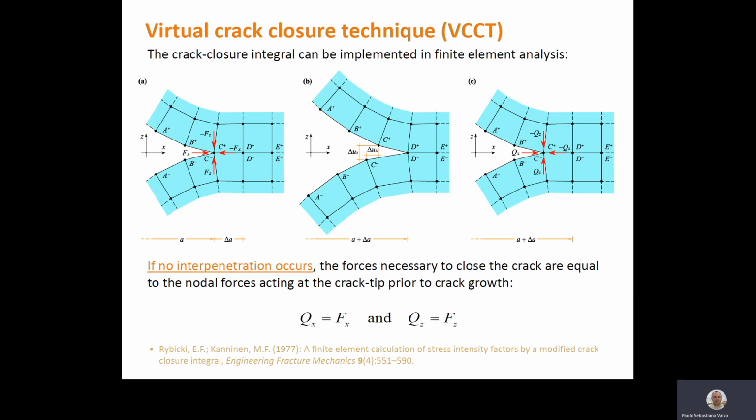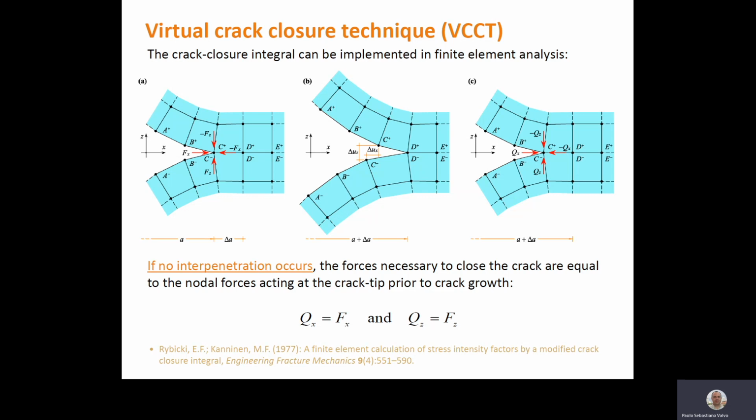In figure B, we consider an extension of the crack by a length delta A, and the crack tip node C splits into 2 points, C minus and C plus, and we denote with delta Uz and delta Ux the relative displacement between these 2 points. To close the crack, in figure C, we apply closure forces Qx and Qz.